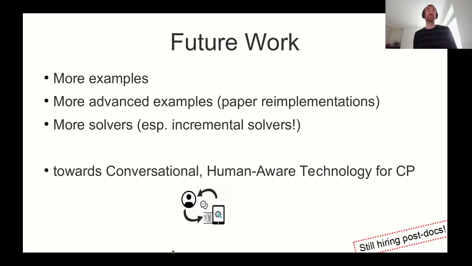Then to close off, in terms of future work, we want to add more examples. In fact, a shout out to Hakan Kjellerstand. He has been a very active beta tester of CPMpy, and he's already written almost 300 additional examples of problems expressed in CPMpy. We also would like to see more of the advanced examples. That means paper re-implementations. We welcome any paper re-implementations and to add them to the advanced examples, and we're going to continue to do this ourselves as well.